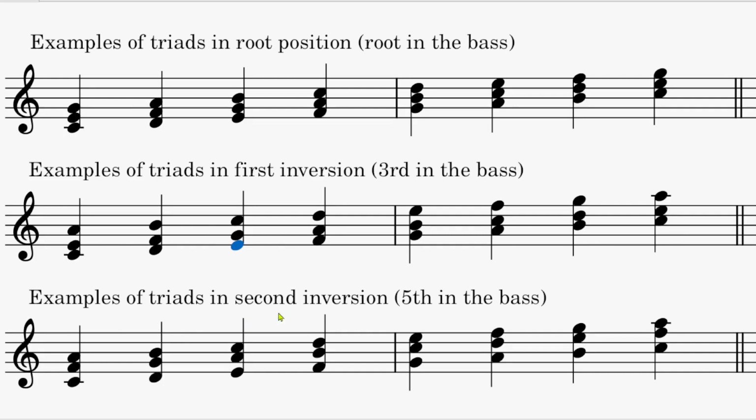Examples of triads in second inversion are when the fifth is in the bass. The top note and the bottom note is a 6th apart. The middle note and the bass note is a 4th apart. 6, 4th. So recognizing the 6th and the 4th, we know that this is a second inversion.